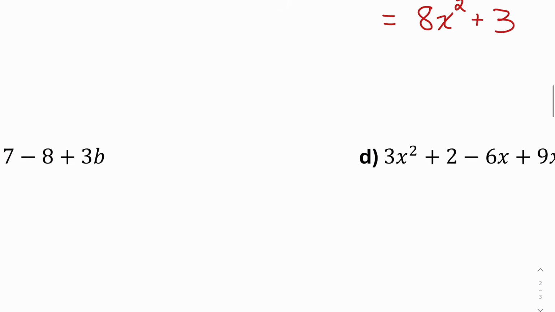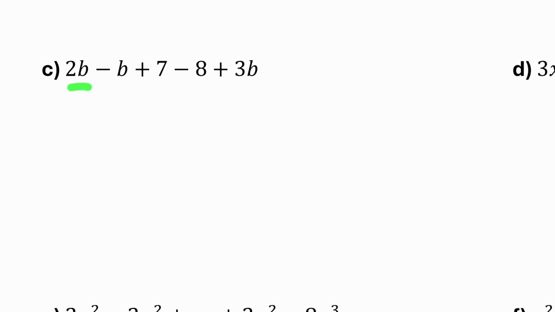Moving on to part C, I now have 1, 2, 3, 4, 5 terms. Let's look for pairs of like terms. I have a 2b, a negative 1b, and a 3b. Those all have the exact same variable part. They all have a b to the power of 1. So I'll highlight those three. And then the constants of 7 and negative 8 are also like terms because they don't have a variable part. Any constants are like terms with each other.